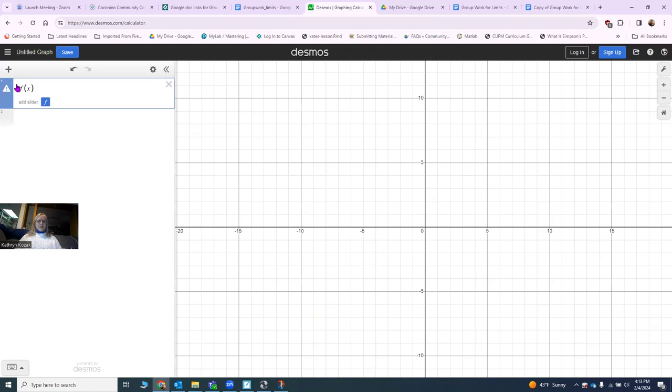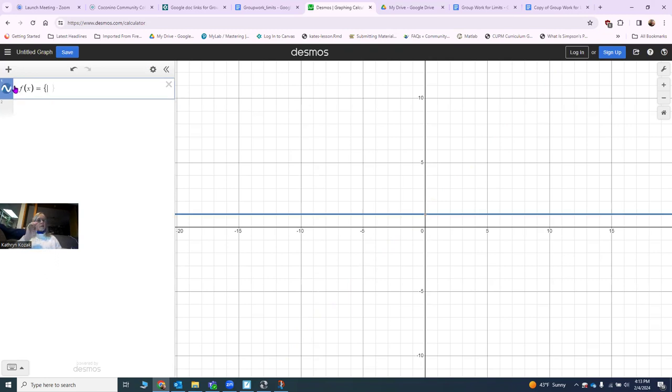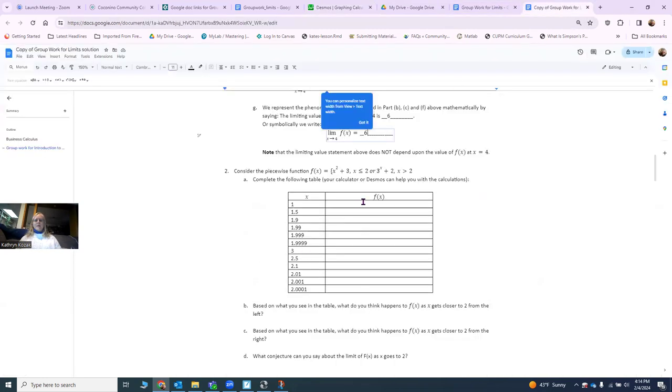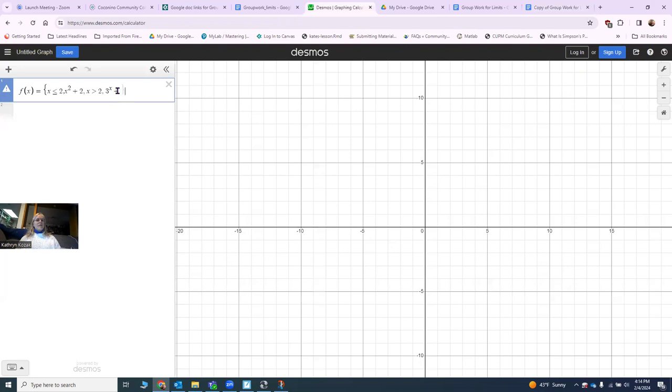And my f of x is equal to, and the way you put in a piecewise function in Desmos is you first start off with a curly bracket. Then you say x is less than or equal to 2, comma, and that was going to be x squared plus 3. And then when x is greater than 2, we want it to be 3 to the x plus 2. So it's x squared plus 3 and 3 to the x plus 2. I'm going to go ahead and close that.